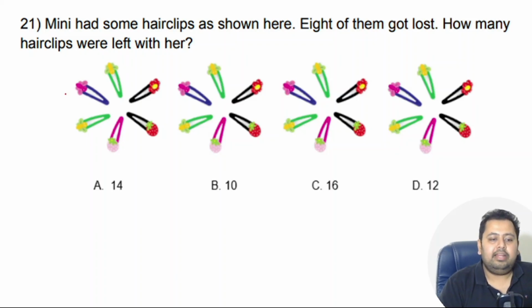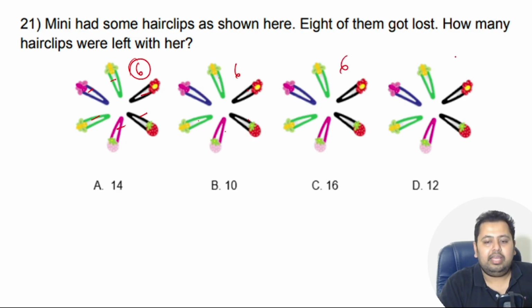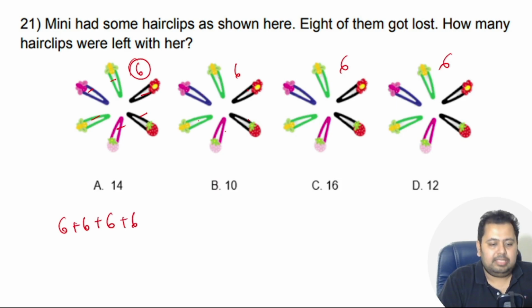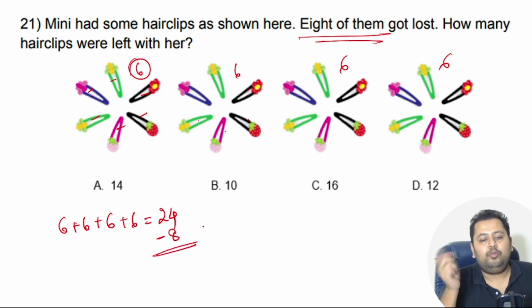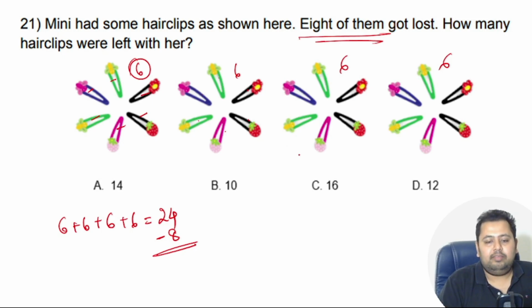Great, I hope you would have done it correctly. Let's count the number of hair clips that you can see in this figure. There are 6 hair clips over here, 6 again here, again 6 here, and again 6 here. So how many hair clips are there in total? It is 6 plus 6 plus 6 plus 6, that is 4 times 6, and you get 24. Now out of this, 8 got lost, so you have to subtract 8 from 24 to get the right answer. That is nothing but 16.